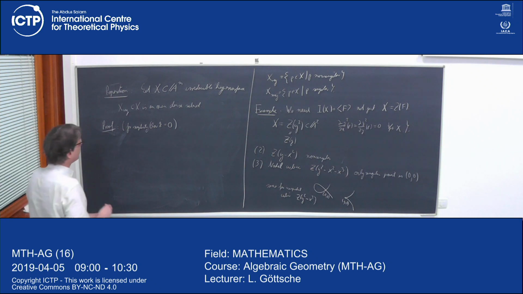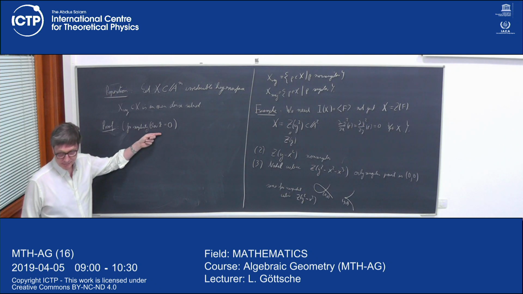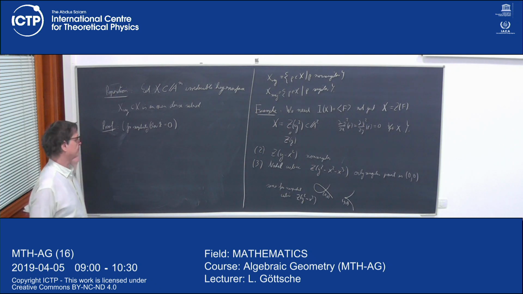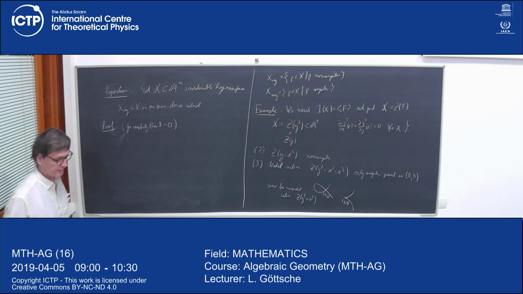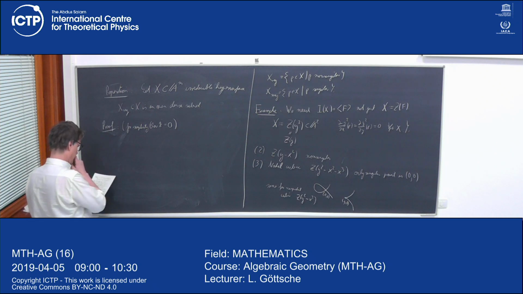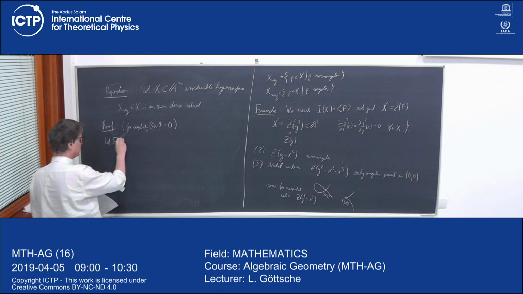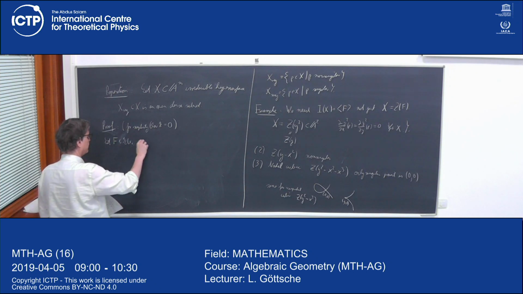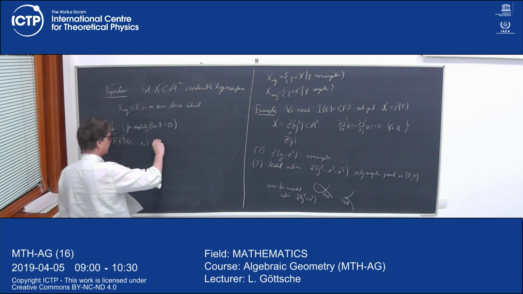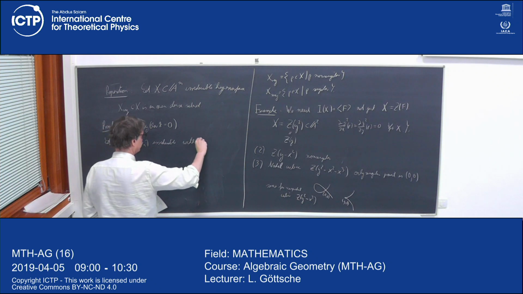So, one can, as usual, be a little bit more careful and remove this assumption. But here, if you have a polynomial and all of its partial derivatives are 0, then it is constant. So let f be our irreducible polynomial with zero set X.